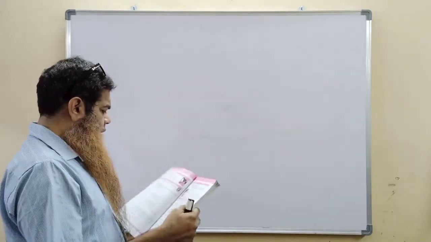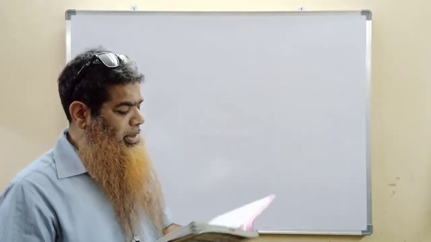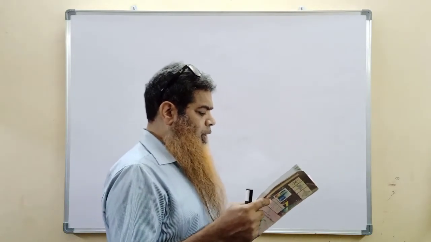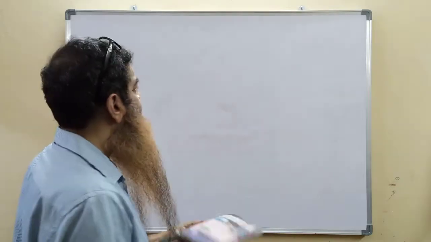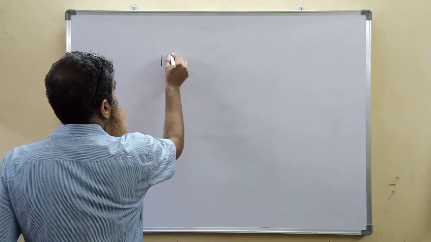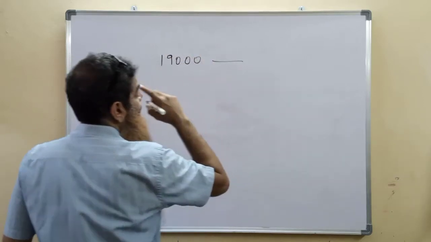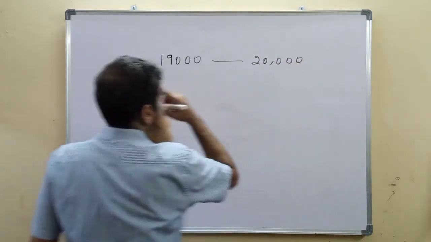these three bits. Then think, discuss, and write. There is something called think, discuss, and write in your textbook. It says discuss with your friends about rounding off numbers for 10,000 places. Say we have 19,000. So the nearest 10,000 to 19,000 is obviously 20,000.